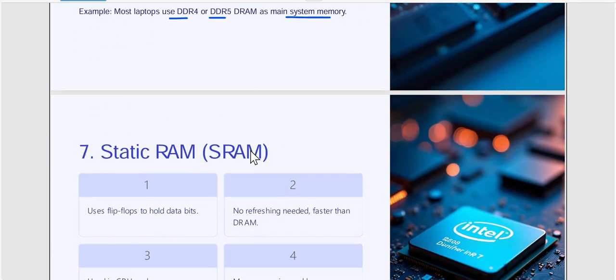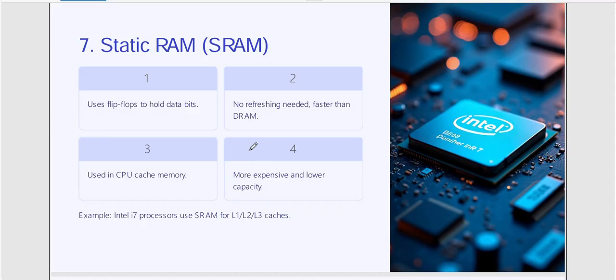Next we have static RAM, or you can say the SRAM.